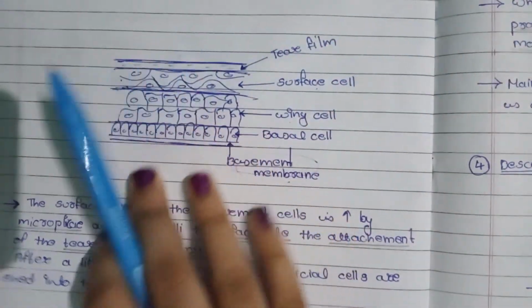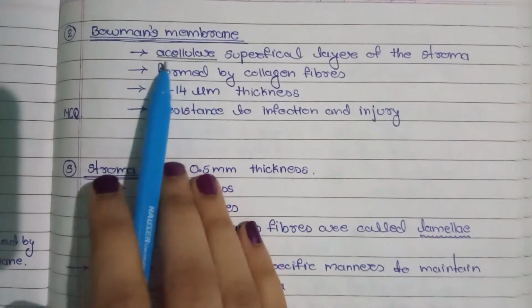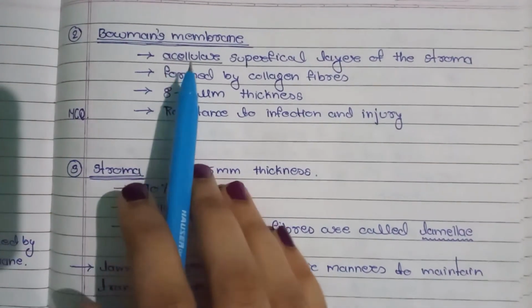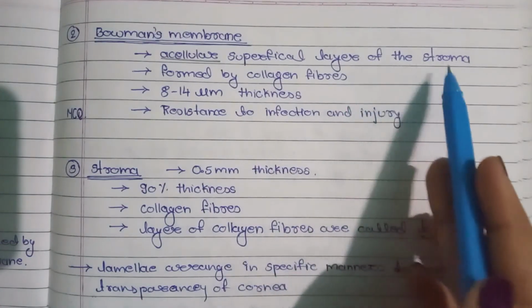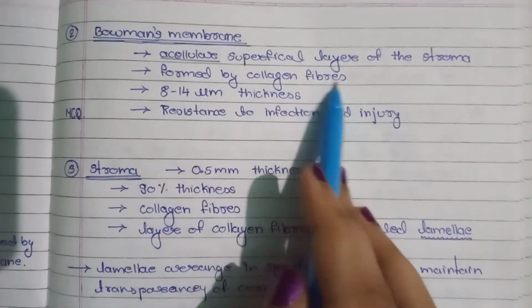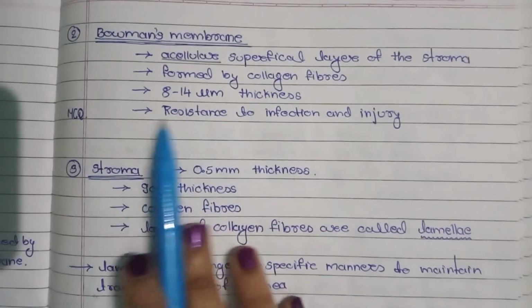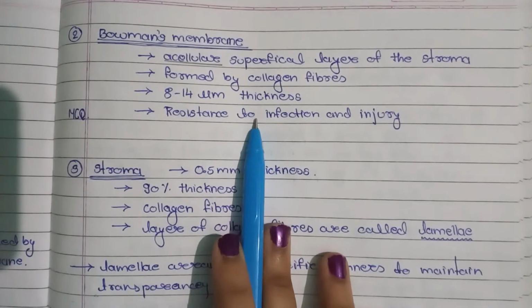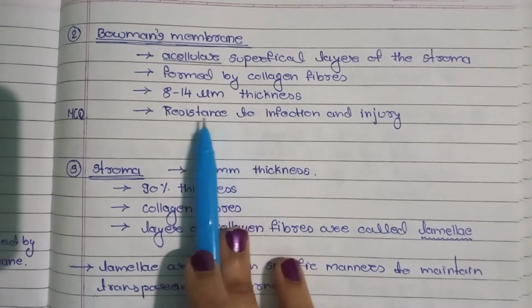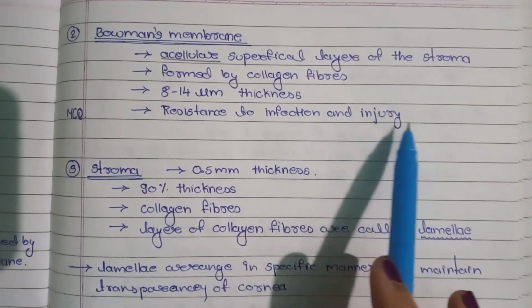Now we are going to see the second layer, which is Bowman's membrane. It's acellular. Acellular means there is no presence of cell. It's a superficial layer of the stroma. It's formed by the collagen fibers. 8 to 14 micrometer thickness. It is resistant to infection and injury. This is an important point that this can be asked for the MCQs. Bowman's membrane is resistant to infections and injury.